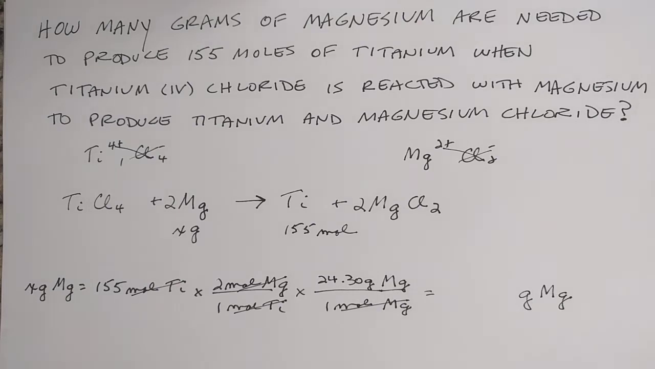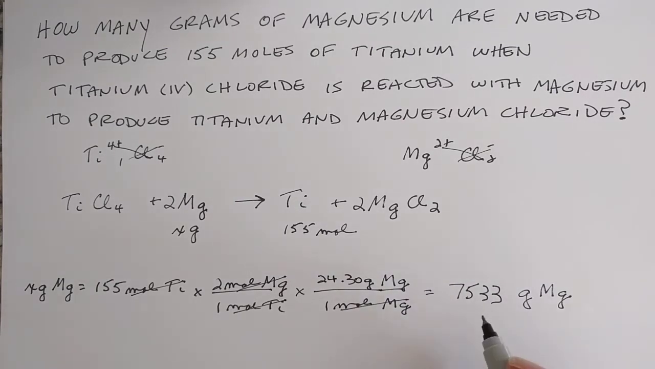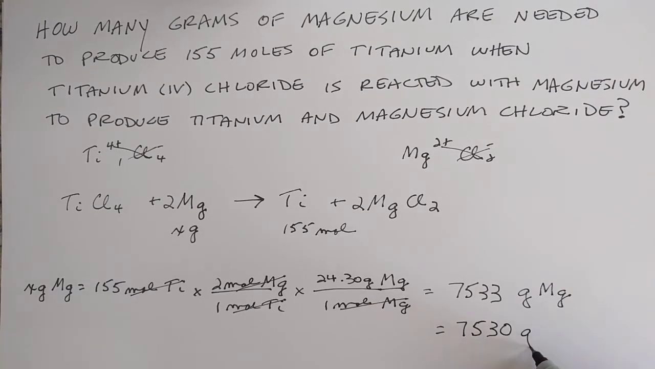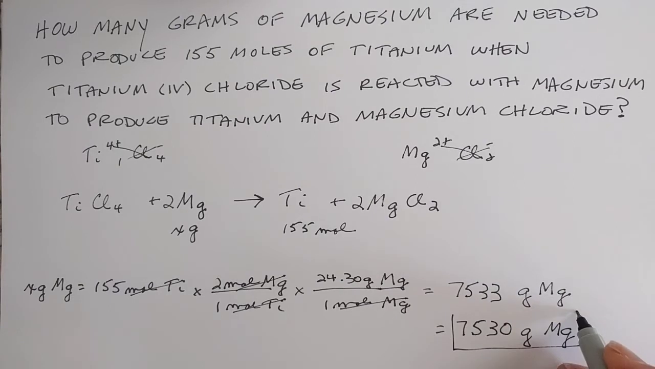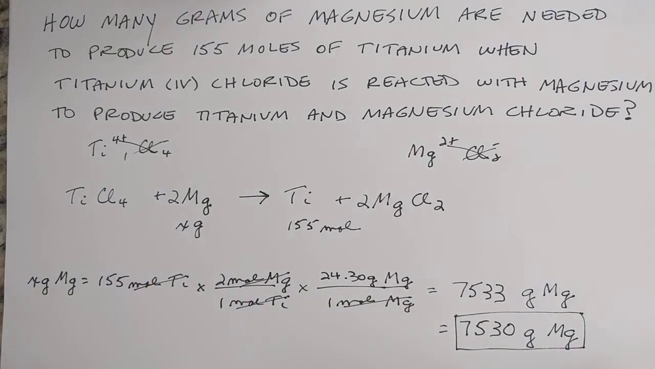So let's calculate that. 155 times 2 times 24.3. And we get, let's write this down, 753. Now, we need to write that with the right number of sig figs. We only need 3 sig figs, but we have to maintain the magnitude. This number is in the 7,000s of grams. So 7,530 grams of magnesium is the answer here. That 0 is a placeholder, and this shows 1, 2, 3 sig figs. Remember, when there's no decimal point, you stop counting when the rest of the digits are zeros.